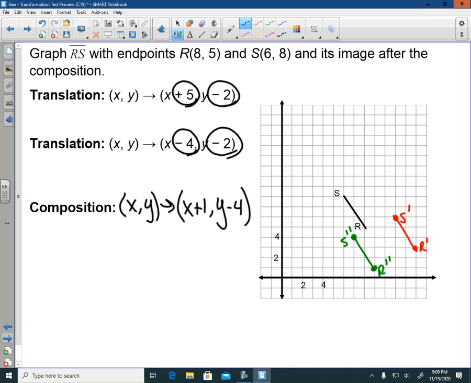Is it correct? Did we move 1 unit to the right and 4 units down to get from SR to SR double prime? Well, let's see. S from S, 1 unit to the right and 4 units down. Yep. 1 unit to the right and 4 units down. And so we know we're in good shape. So that's how you deal with compositions.